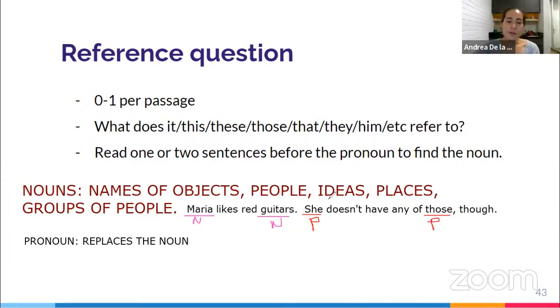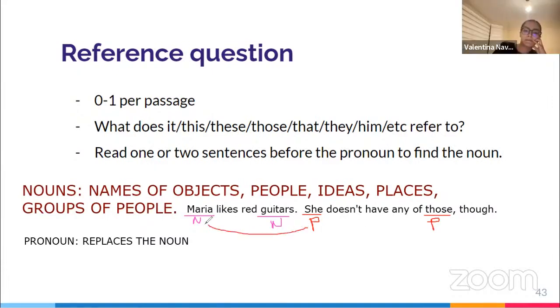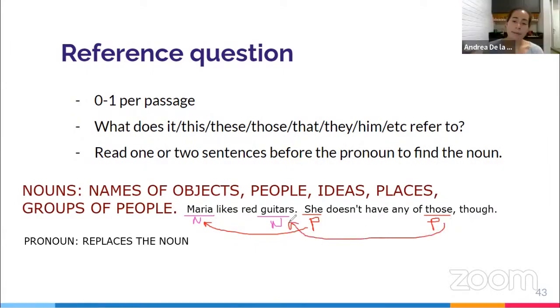Why? Because if you think about it, in the second sentence, the word she is replacing what? Is referring to what? To Maria. Exactly, to the noun Maria. And the word those is referring to? Guitars. Exactly. So we are replacing them.